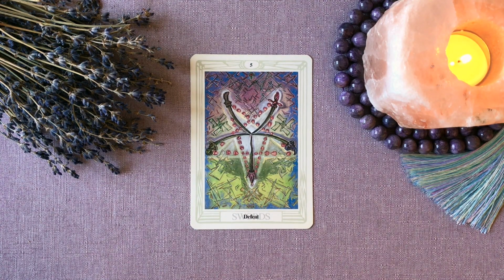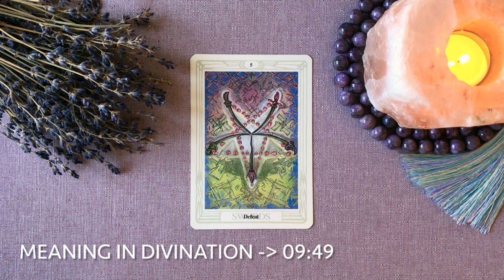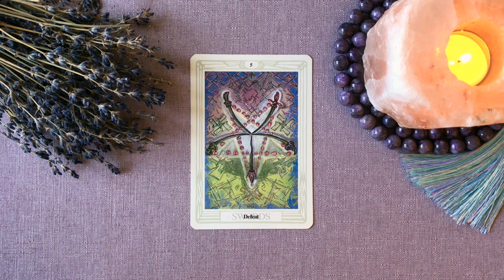In this one, I will tell you about the symbolism and meaning of Five of Swords in the Thoth deck. As usual, I will start with a description of the card, and then we will dive deeper into the symbolism of all of the elements that we can see here. I will list the meanings of this card in divination at the very end of the video, and the timestamp for when I start talking about that is shown below now, so you can jump there if you want.